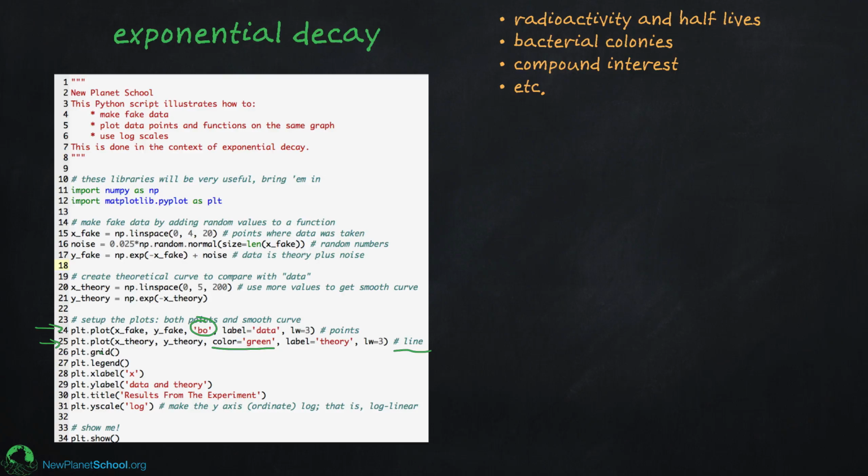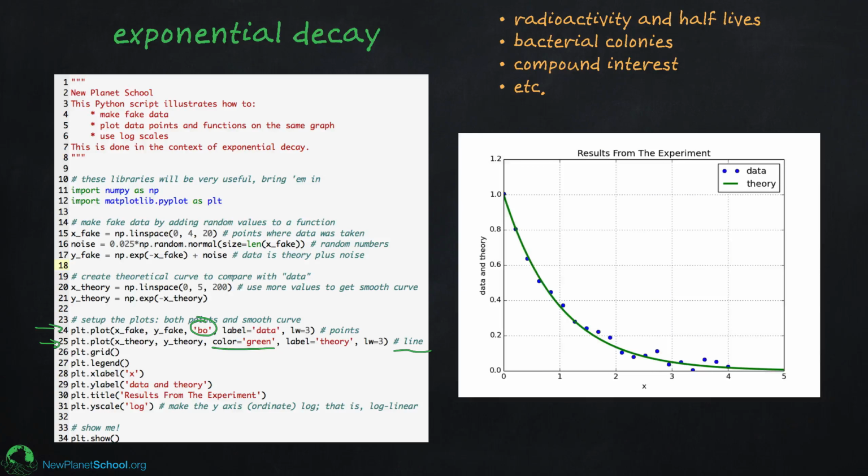And if I just did that with the usual grid and legend and everything, I would get this graph. And you can see that this y-axis is linear, and the x-axis is also linear. I have my fake data, which are these blue points, and I have my theory curve, which is the smooth green line. And that's how I was able to generate that. Now, how do I make the log scale, which is what this is all about?